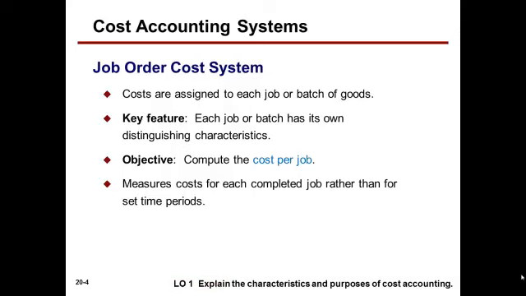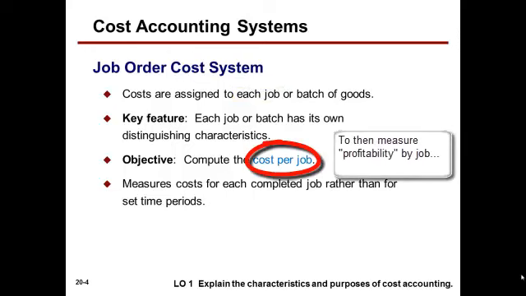In the job order cost system, costs are assigned to each job or batch of jobs. The key item is that each has its own distinguishing characteristic. Our objective, compute the cost per job, measuring costs for each completed job rather than set time periods.